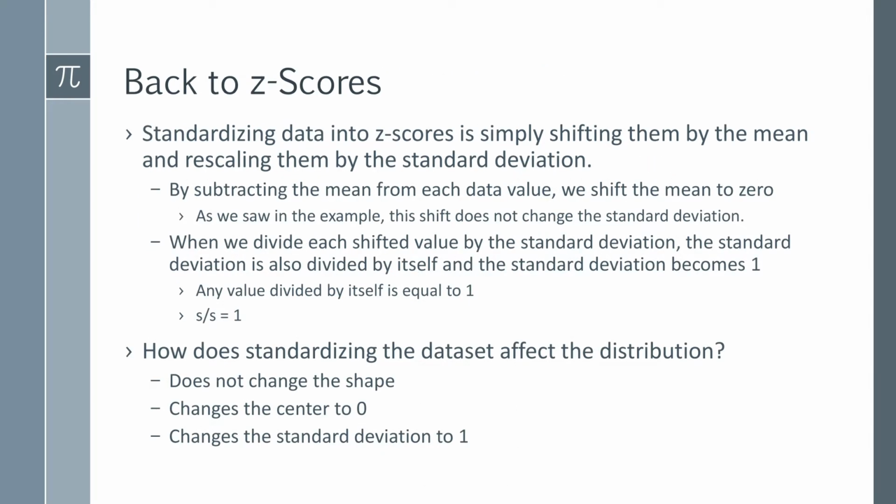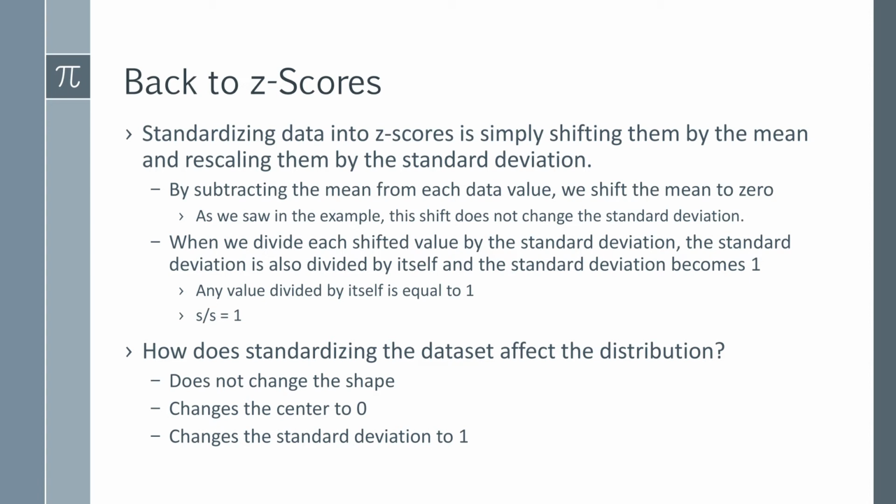So let's go back to z-scores for a minute. Standardizing the data into z-scores is simply shifting them by the mean and rescaling them by the standard deviation. By subtracting the mean from each data value, we shift the mean to 0. We saw this in the example. When we just did our shift, we didn't change the standard deviation, remember? Now, when we divide each shifted value by the standard deviation, the standard deviation is also divided by itself, and it becomes 1, right? Any value divided by itself equals 1.